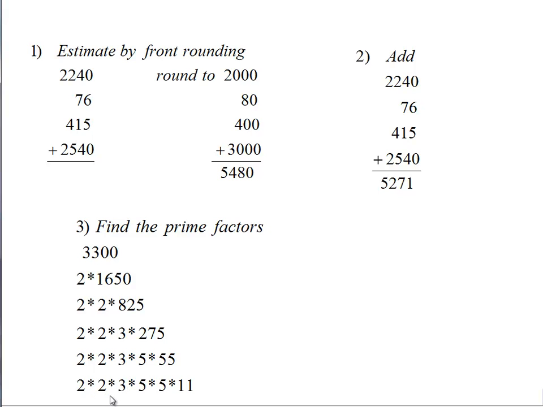2 times 2, just write them down every time you divide. Times 3, times 5, times 5, times 11. Then you can turn this into exponent form. 2 is squared, since there are 2 of them, 3. 5 is squared times 11.